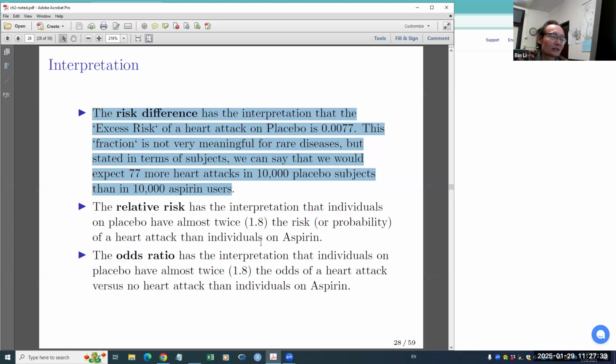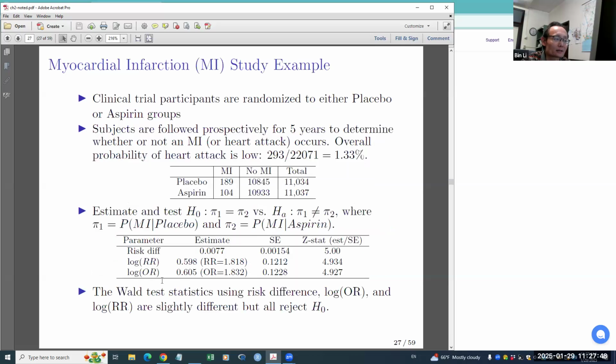Relative risk is using the ratio. It says the relative risk has the interpretation that individuals on placebo have almost twice the risk of a heart attack than the individuals on the treatment group. Why? It's because the relative risk is 1.8, about twice, right?